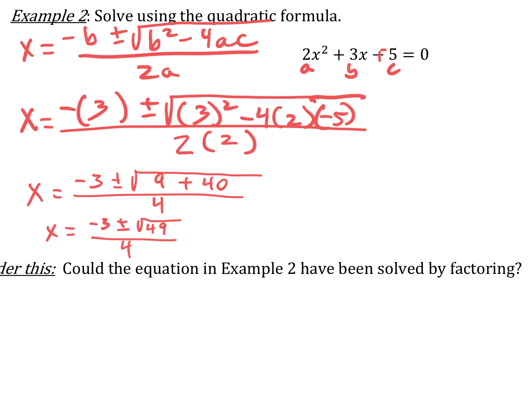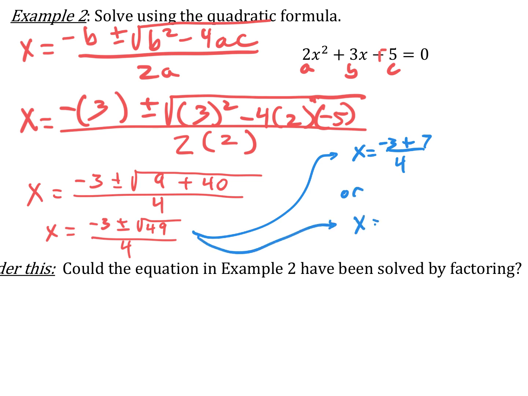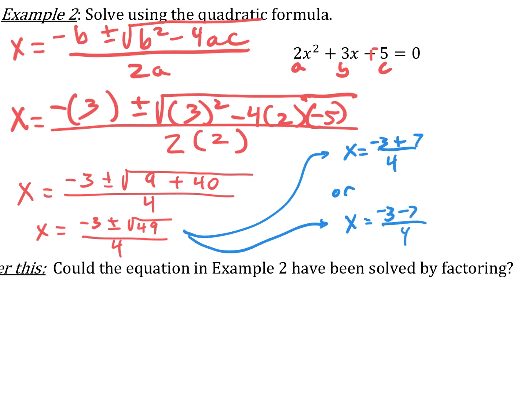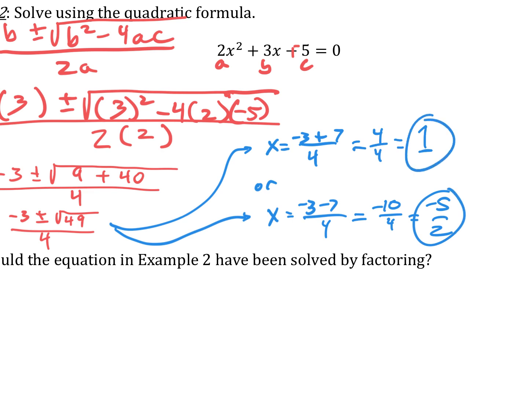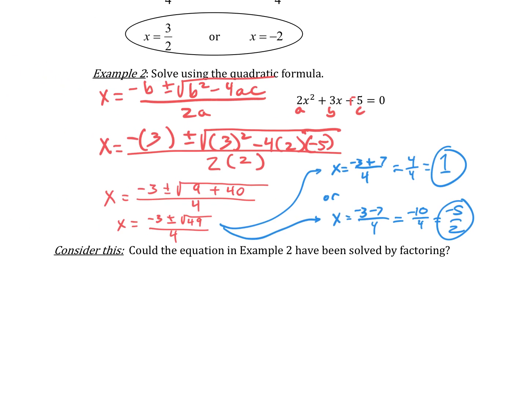Now this plus and minus means we have two possible answers. We've got x equals negative 3 plus the square root of 49, which is 7, all over 4, or x equals negative 3 minus 7 all over 4. Okay, and then we simplify that and we get 4 over 4, which is 1. Simplify this, we get negative 10 over 4, which simplifies to negative 5 halves. There it is, two answers. And that's how the quadratic formula works.